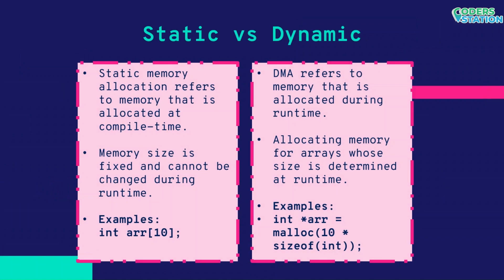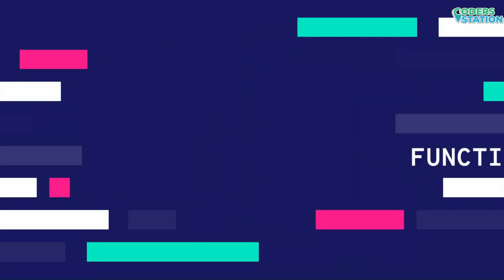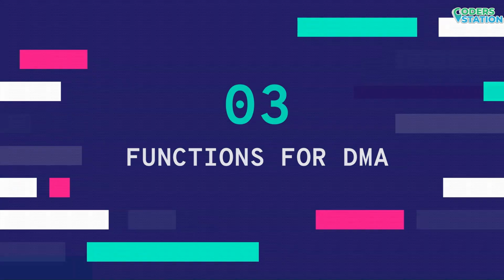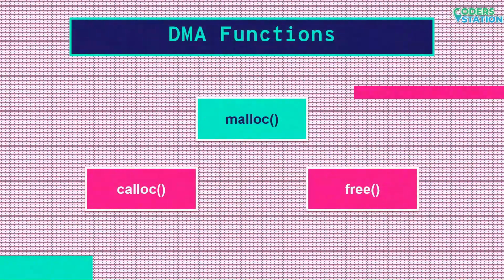Now let's move forward towards our next slide. Now we have the functions for dynamic memory allocation. C provides several functions for dynamic memory allocation. Let's discuss three important ones. The first one is malloc, the second one is calloc, and the third one is free.